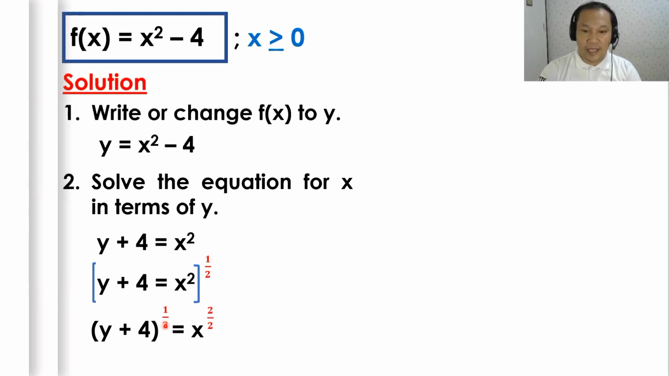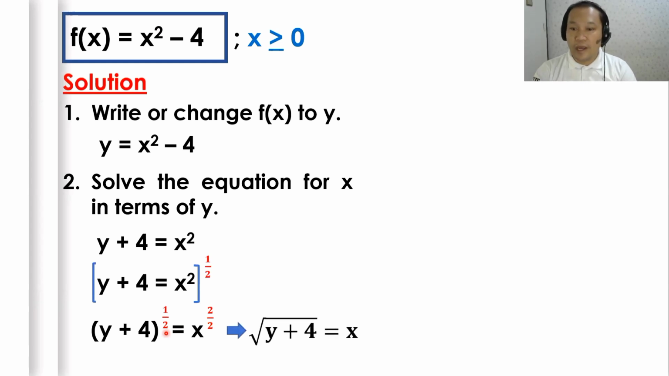And on the other hand, our exponent is a fraction for the quantity y plus 4. And this indicates that the given 1/2 will be expressed as a radical symbol. And knowing that our index is 2, therefore our root will be 2. Thus, this will become square root. Therefore, this is square root of y plus 4 is equal to x.